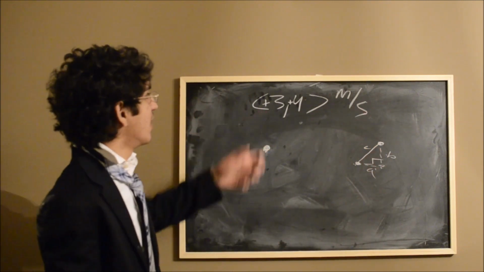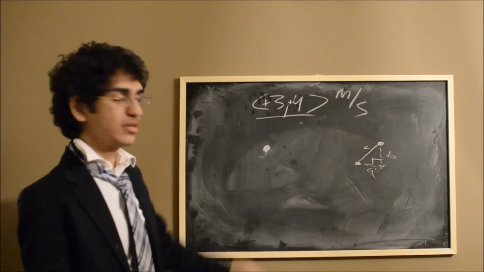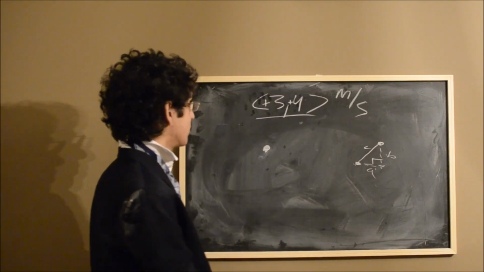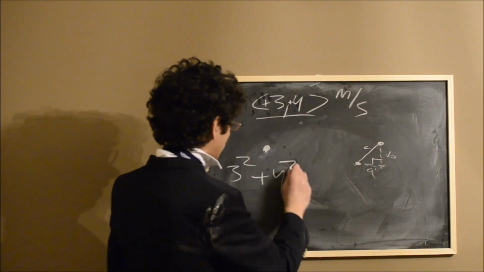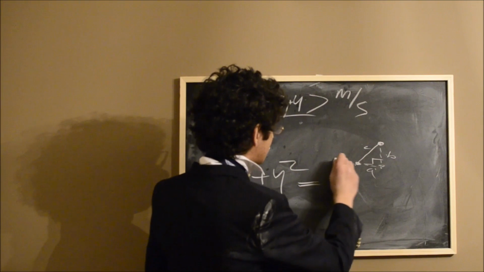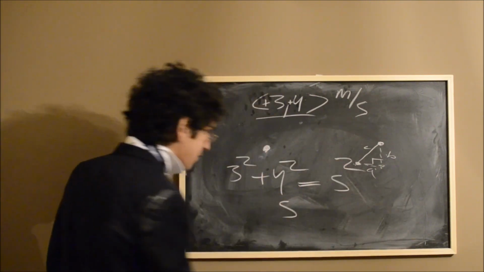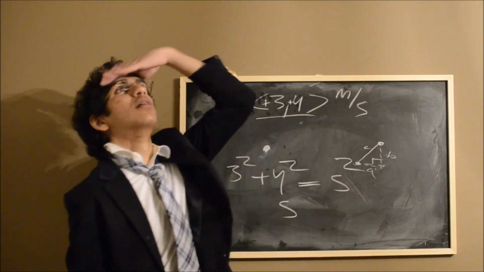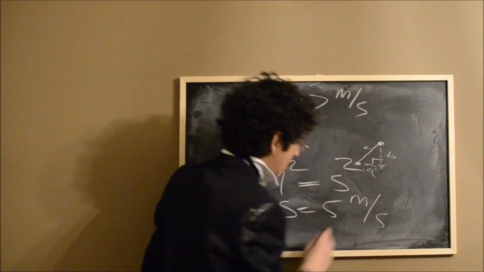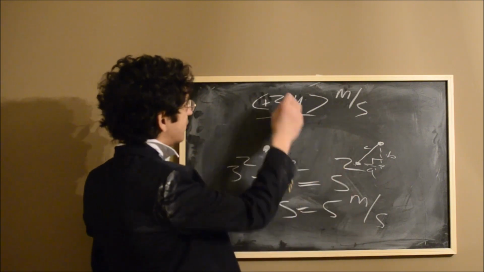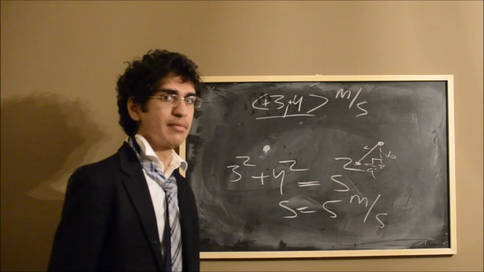So how do I find the overall speed of this particle given the components? I use the Pythagorean theorem. 3 squared plus 4 squared is equal to the speed squared. So what is the speed? Five meters per second. My particle is going 5 meters per second. I'm done talking about vectors.